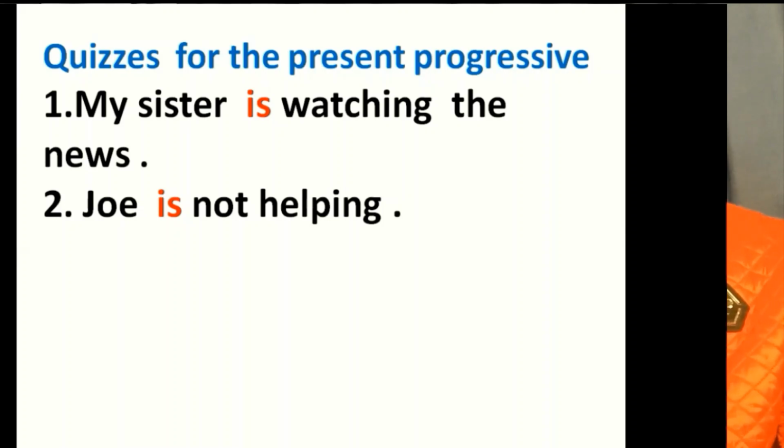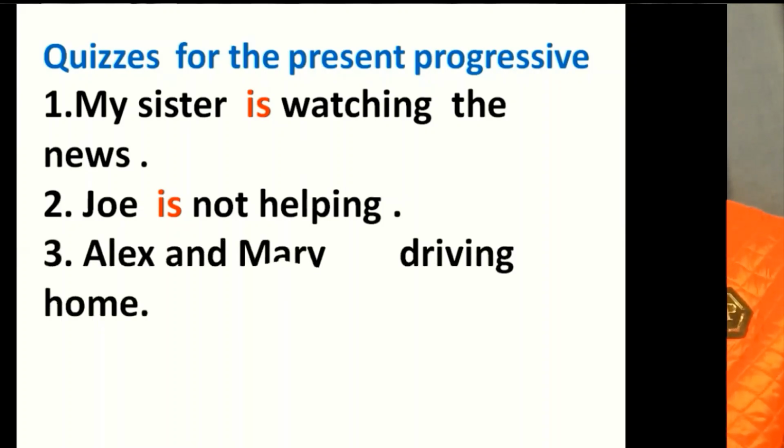Alex and Mary driving home. So there is something missing here. What is missing? The be verb are. Alex and Mary are driving home. This is a plural form: Alex and Mary are driving home. So the be verb are is missing.